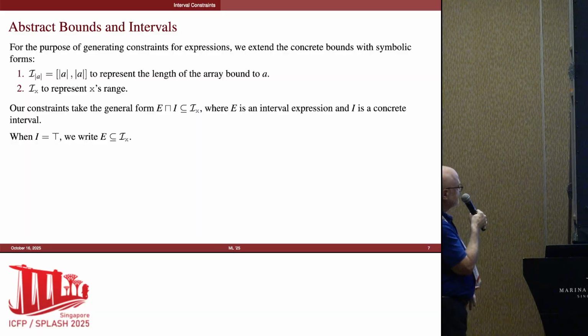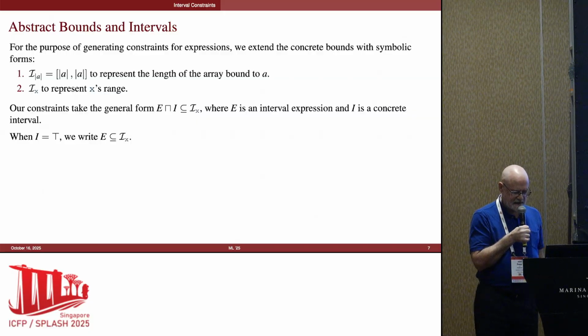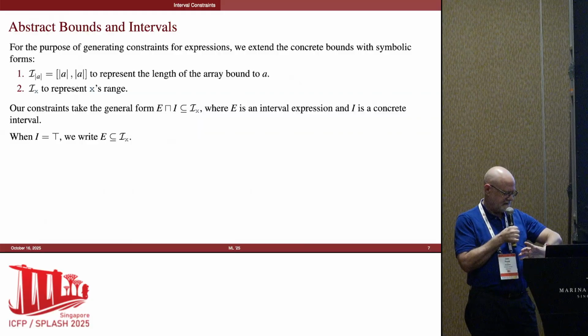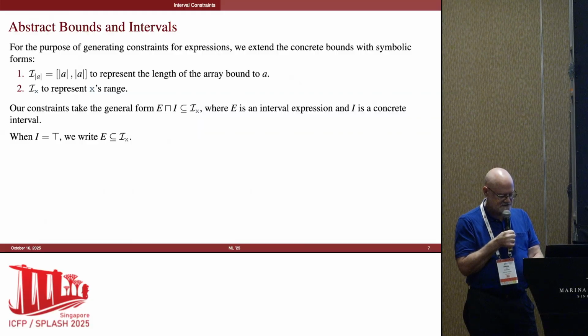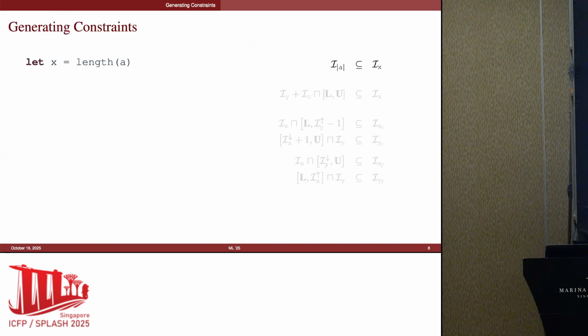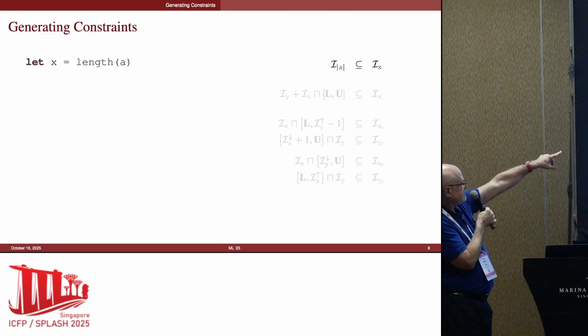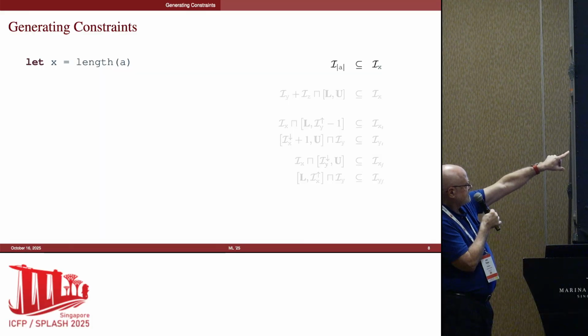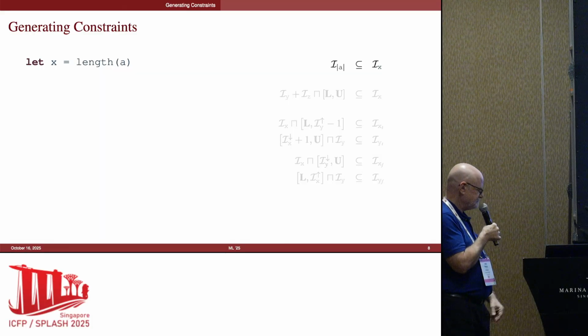And very frequently I is just going to be top, so we will omit it in those cases. Okay, so that's the basic framework of how we want to write constraints. And let's consider some program forms. So the first one is, let x be the length of A. And that introduces a constraint that basically just says that x is the length of A.